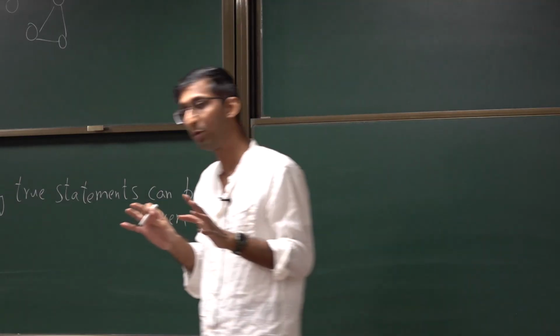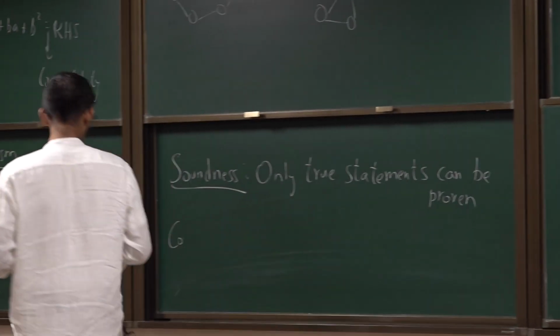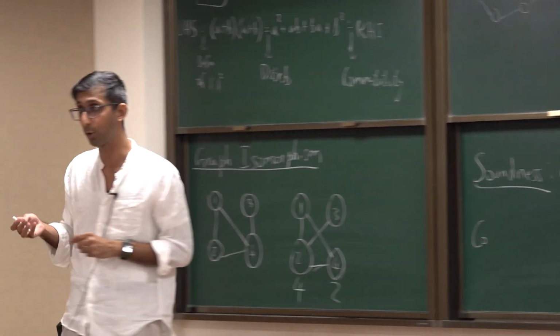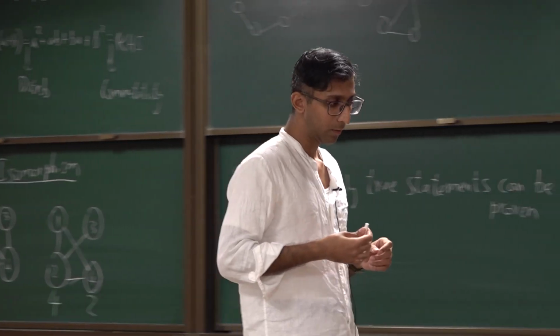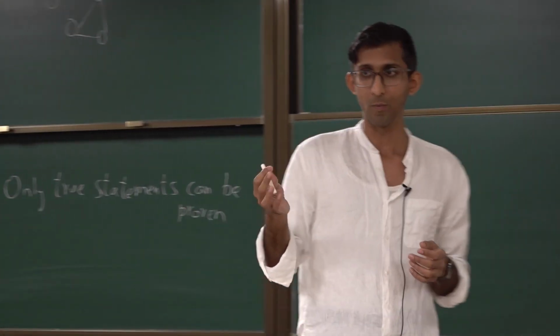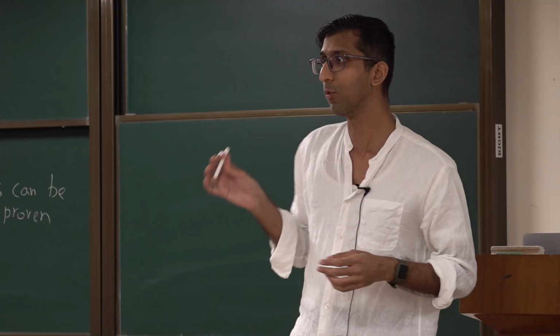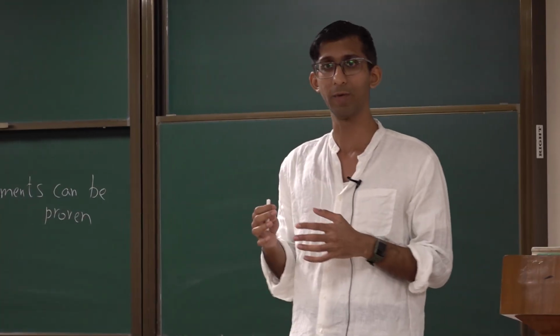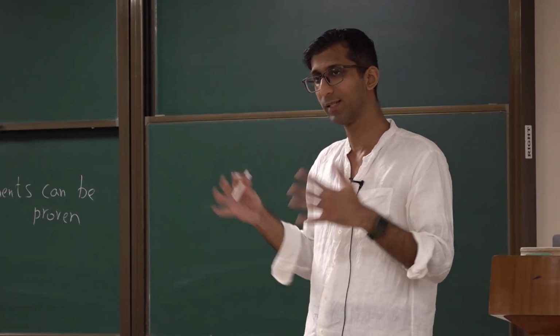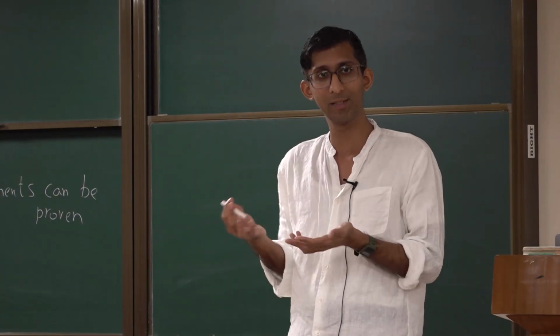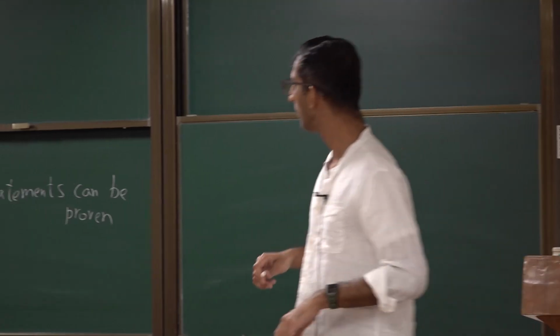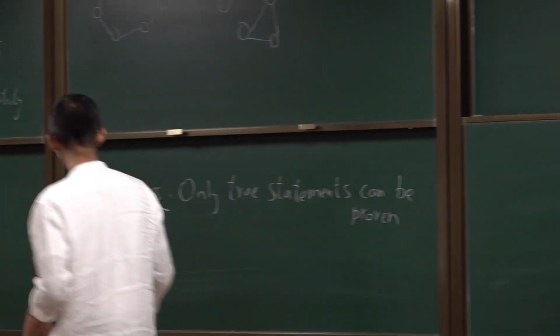But the issue with this approach is that it's not complete. This is the other property you want from any approach to proving things: you would like to be able to prove, ideally, all statements that are true. Any statement that is true and expressible in the language you are working with, you want to be able to prove. That's also a desirable property of a proof system, and that property is called completeness.